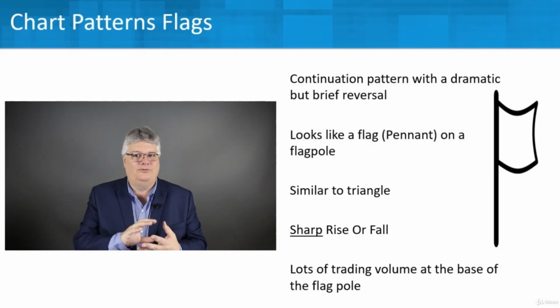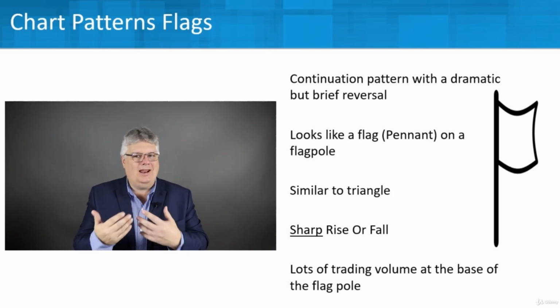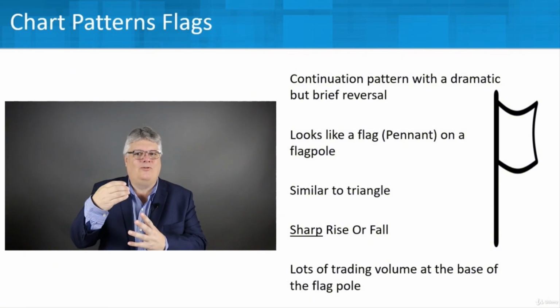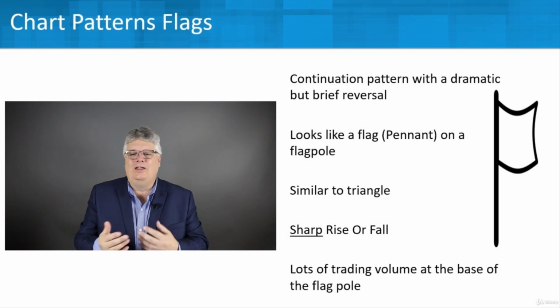Another continuation pattern that's going to follow the trend either upward or downward are what are called flags, right? It's a continuation pattern, but has a dramatic but brief reversal. So if your prices are, let's say, downtrending and they're going down on a flag, it's going to reverse and the prices are going to go dramatically up for a little bit, and then they're going to come back down and follow that reversal. So we'll see an example coming up.